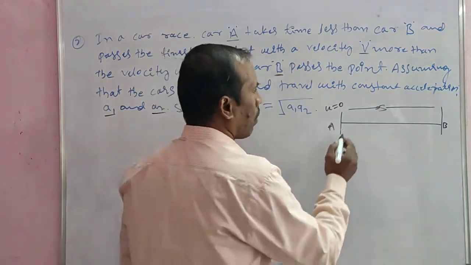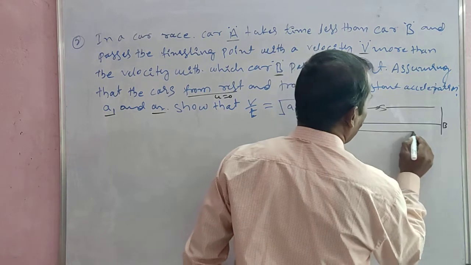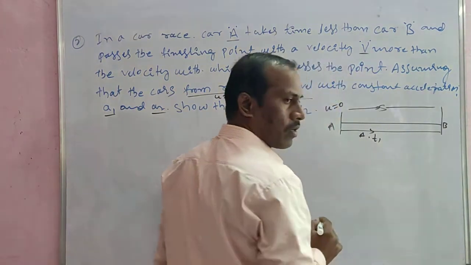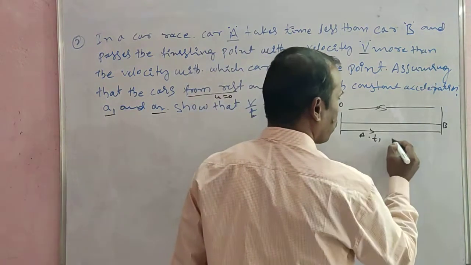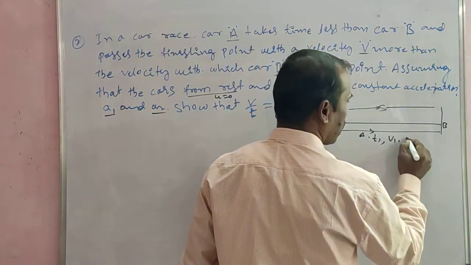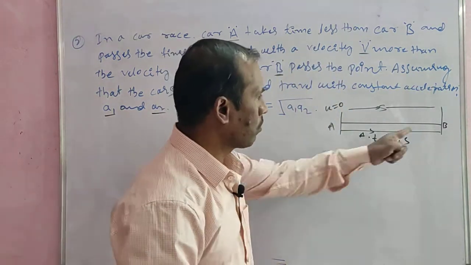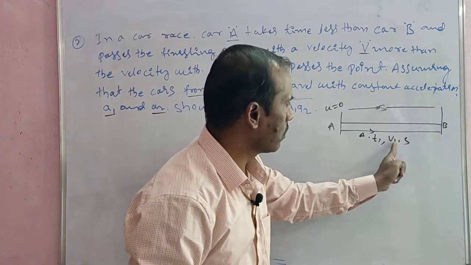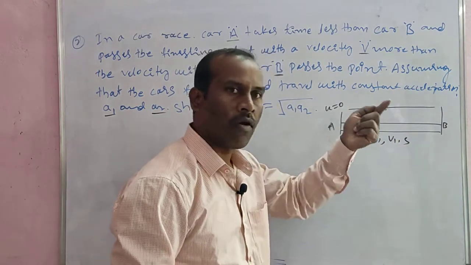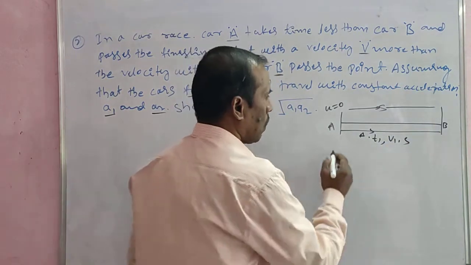Next, for car A, the time taken is T1, and the velocity at the finishing point is V1. The displacement is the same. To reach point B with velocity V1, the time taken by car A to reach the finishing point is T1.